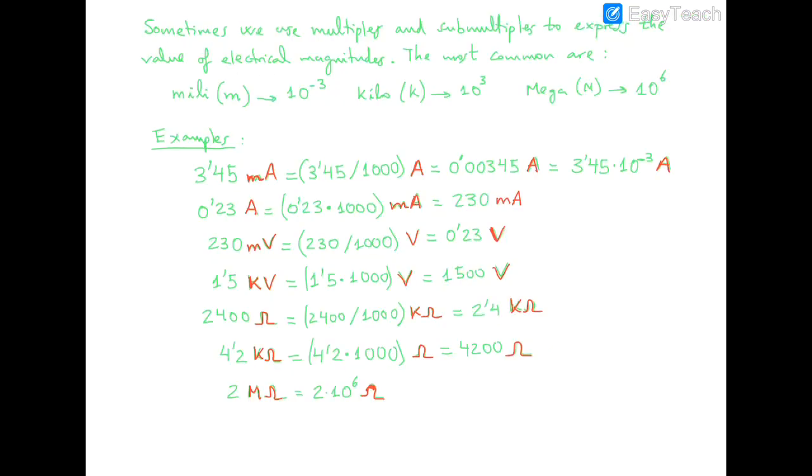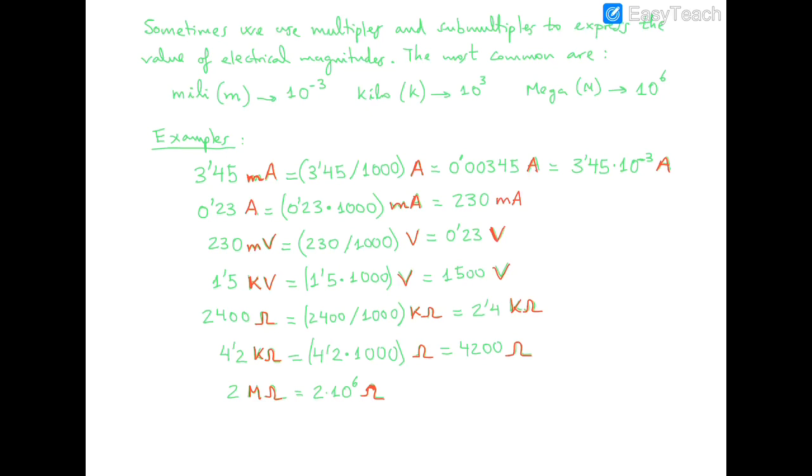Sometimes we use multiples and submultiples to express the value of electrical magnitudes. The most common are milli, kilo, and mega. Well, here we have different examples of how we transform, how we pass from milliamps to amps, from amps to milliamps, from ohms to kilo ohms, etc.